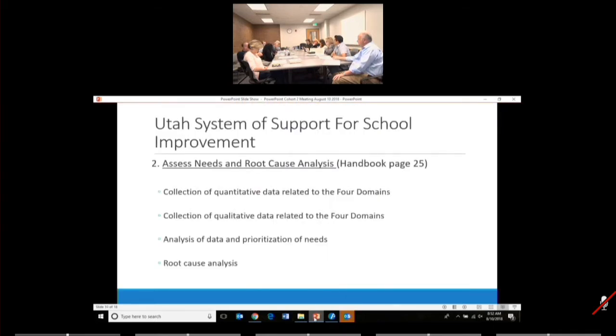Step number 2 in the continuous improvement cycle: assess the needs.